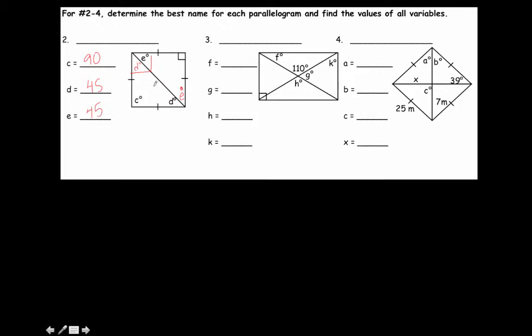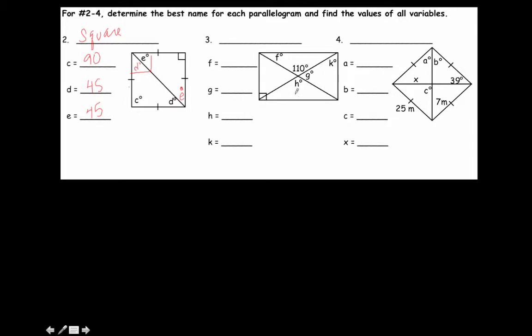And this thing, therefore, has 90 degree, 90 degree, 90 degree, 90 degree. This is a square because all of the angles are 90 degrees and all of the sides are the same. So this is actually like the most specific.